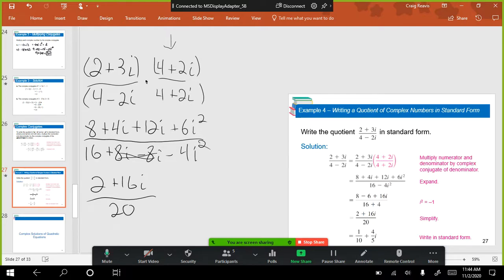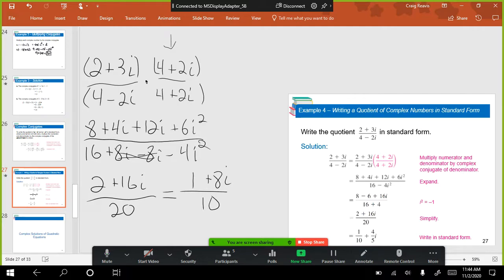Now, the last thing we have to do is simplify the fraction. If you look at the 2, the coefficient of the imaginary part, the 16 and 20. Everybody see 2 will go into 2, 16 and 20. So this fraction will reduce by a factor of 2. So 2 will go into 2 once. It'll go into 16 8 times. And it'll go into 20 10 times.